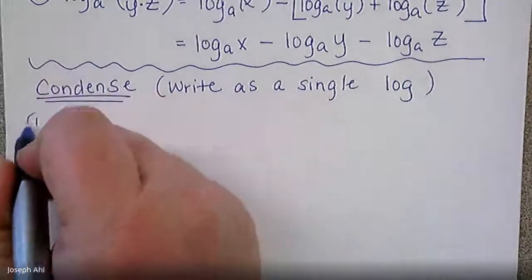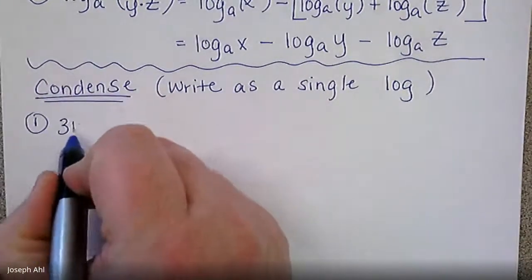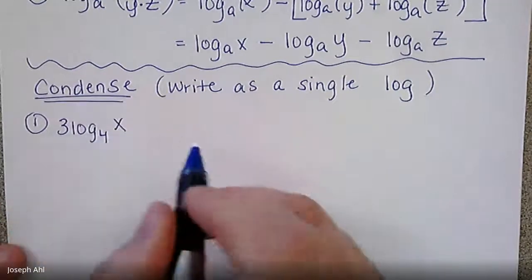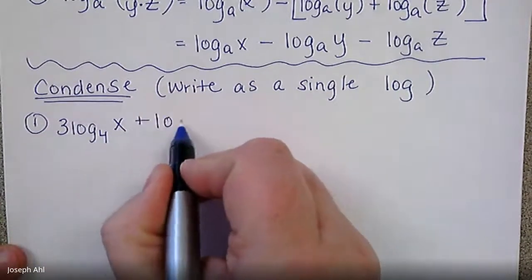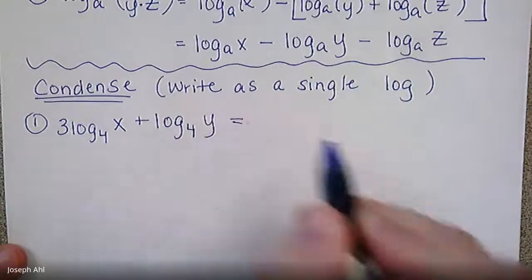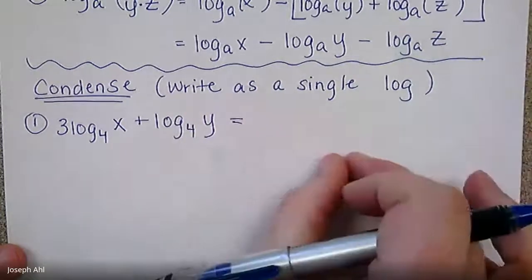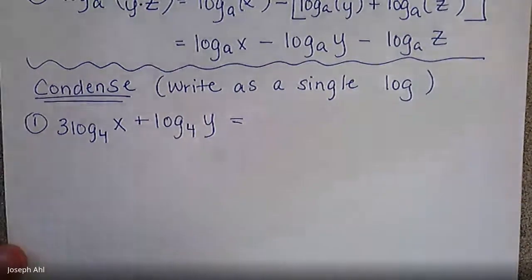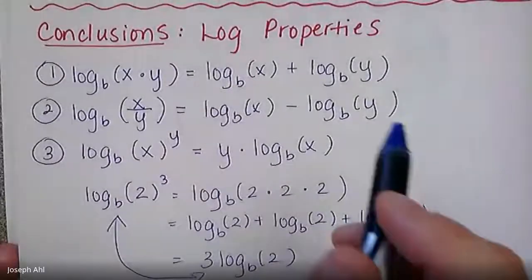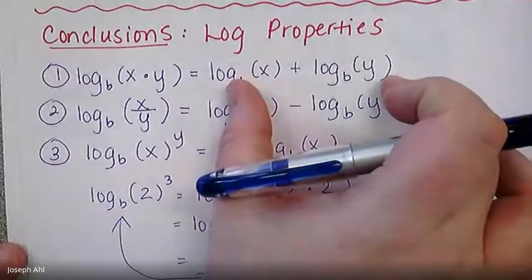All right, here's an example. So if I give you 3 log base 4 of x plus log base 4 of y, what would that look like if I condense it and write it as a single log? Going back to our properties, we're working in the reverse direction now. We have what's on the right side.